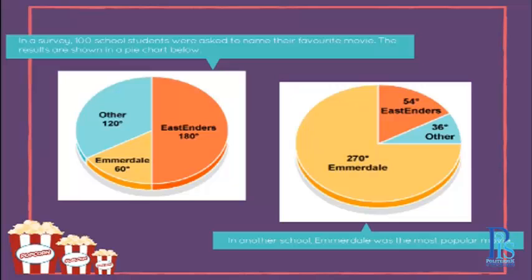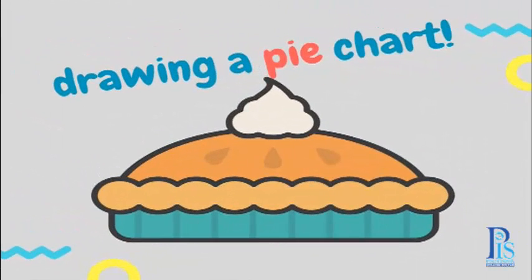Now let us look at this example. In a survey, 100 school students were asked to name their favorite movie. The results are shown in this pie chart. Based on the first pie chart, EastEnders was the most popular movie, while in another school, The Model was the most popular movie. Well, students, you need to remember, the larger the number, the larger the angle in the pie chart is. So students, I think you are now ready to draw the pie chart.